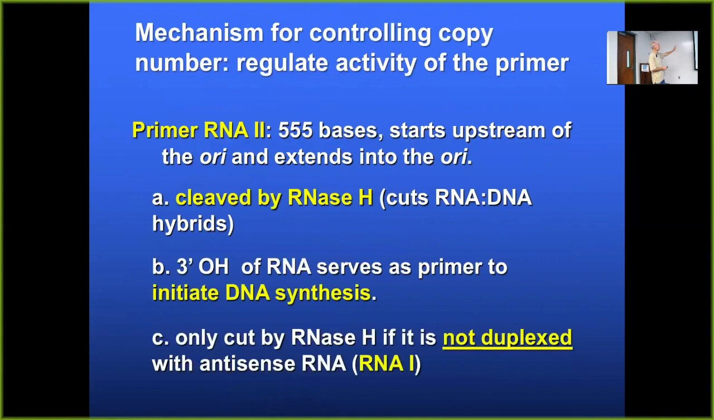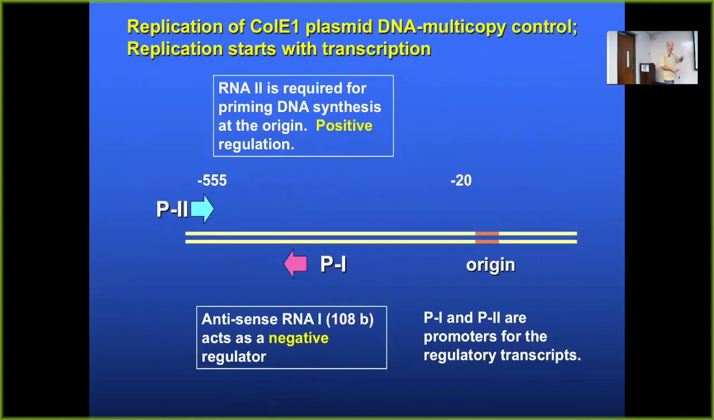So these are the players. It's best just to describe it with pictures. So this is the origin right here. This is the part that has to melt open. This is where DNA polymerase has to grab a primer of some sort and initiate replication of the plasmid. This is ori in ColE1. So it's all about regulating the primer in this case. You know, at oriC, it's all about regulating, recruiting the helicase. But here it's all about regulating the stability of the primer.